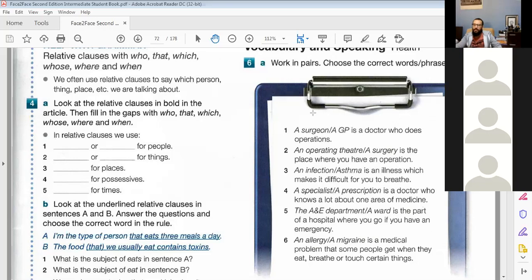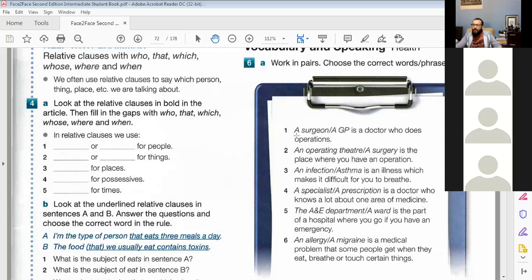Raja, can you hear us? Yeah, I can hear you. Right. Welcome to the lesson. What do you think, Raja? Who does operations? Is it the surgeon? I think, yeah, surgeon. Okay, so you agree. You think it's the surgeon.